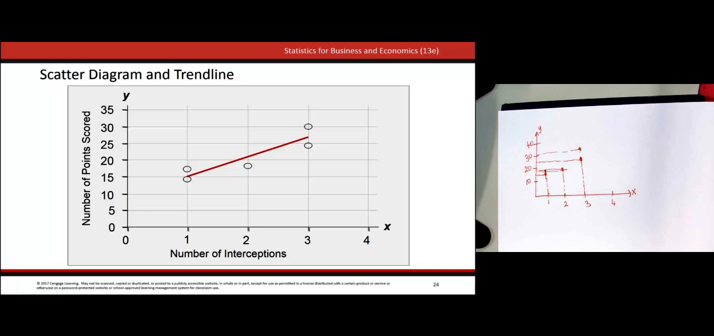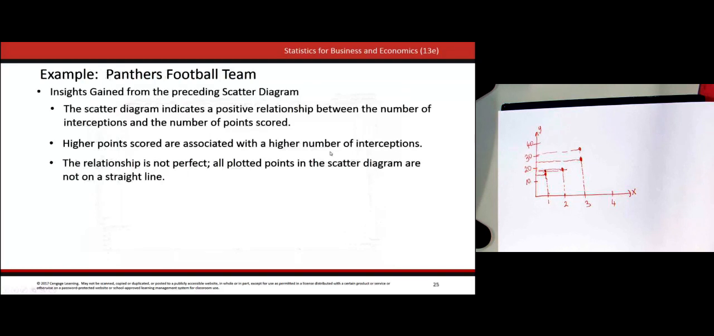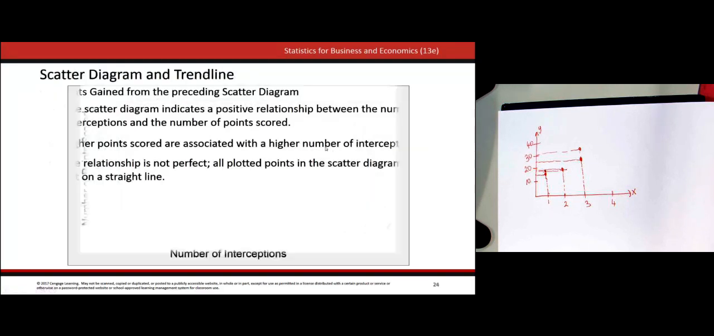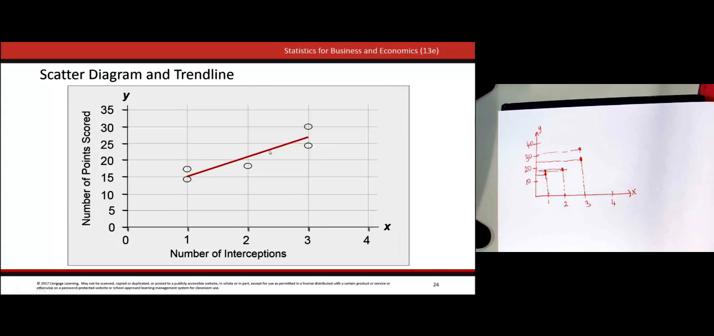Now what can we say about the relationship here? It's a positive relationship. So a higher number of points scored is associated with a higher number of interceptions. And here it's not a perfect relationship because not all the points are on the trend line. We will also discuss numerical measures of association between two variables, which are covariance and the correlation coefficient.